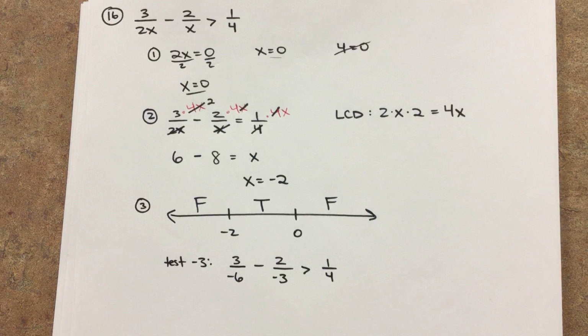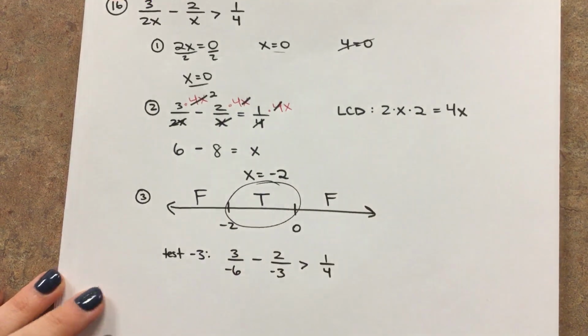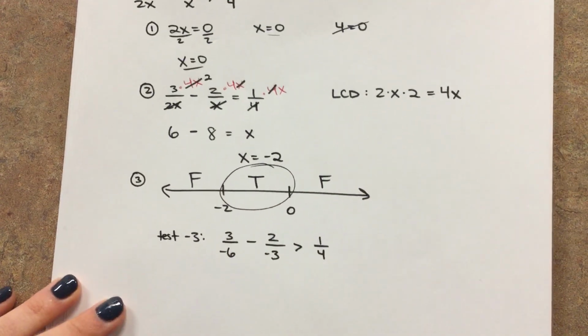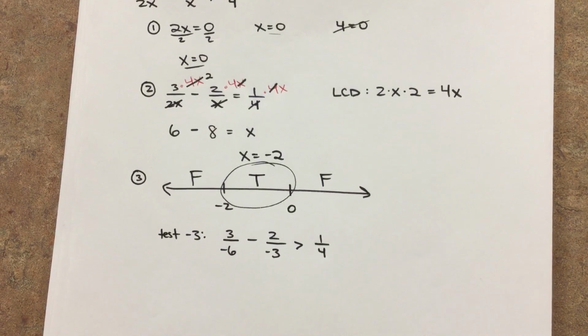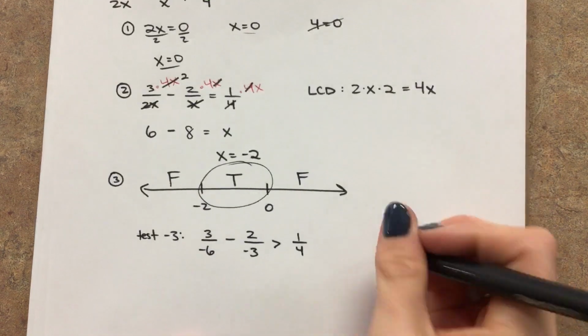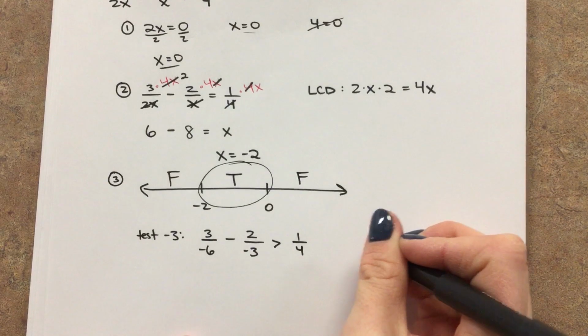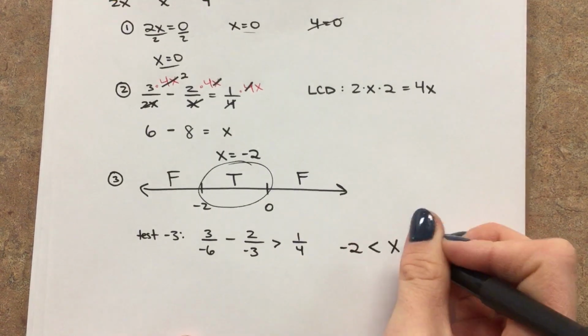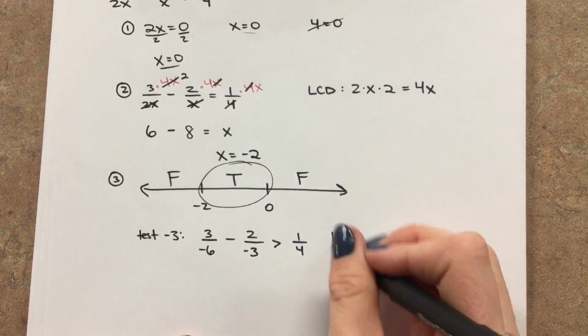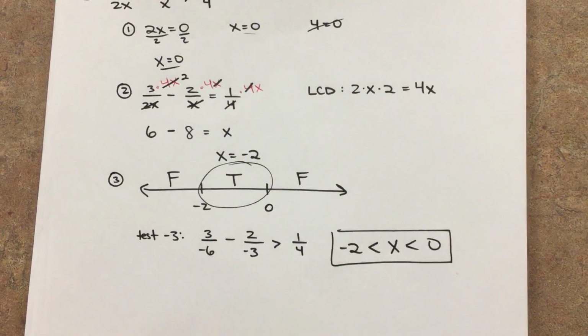And then your final answer is you take whatever the true region is and you write it down as an inequality. So this one, when you're in between 2 values like this, you write it as a 3-piece. So you would say that x has to be greater than negative 2, and it also has to be less than 0. And that's where the 3-piece inequality comes in.